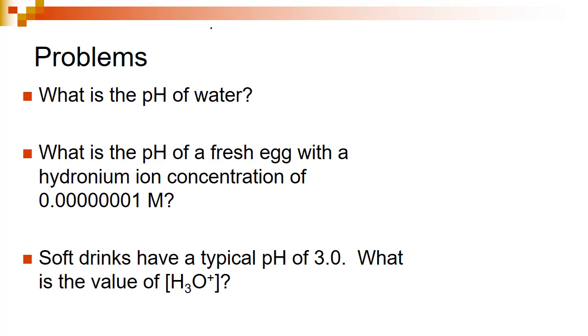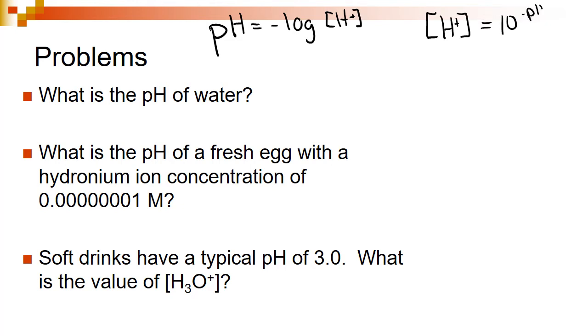The two equations that we need to know, first, pH is the negative log of our H plus concentration. Now sometimes people will write H3O plus. I tend to be lazy. I write H plus, but it's referring to the same thing. And the other thing that we need to know is that our H plus is 10 to the negative pH.